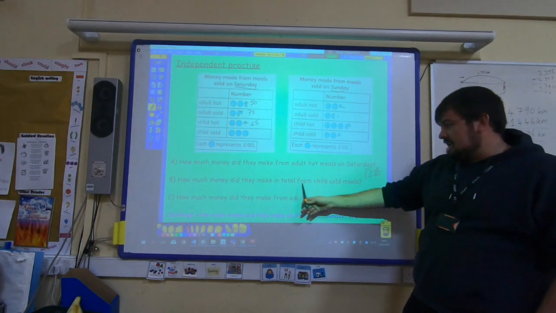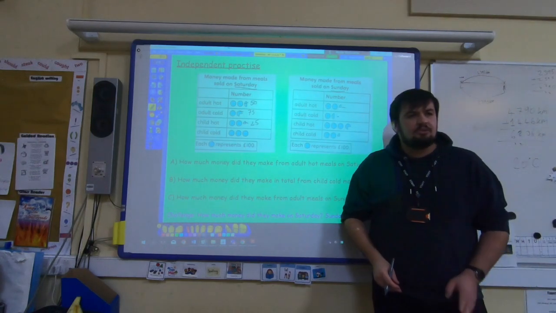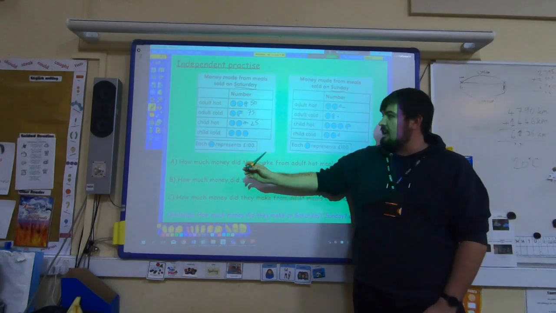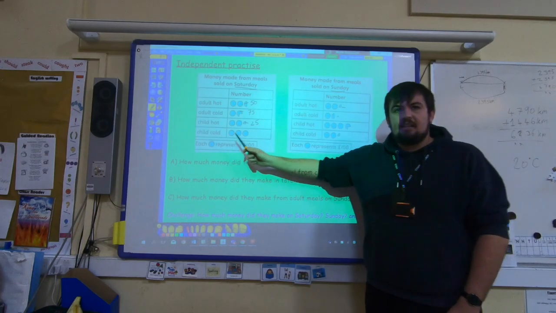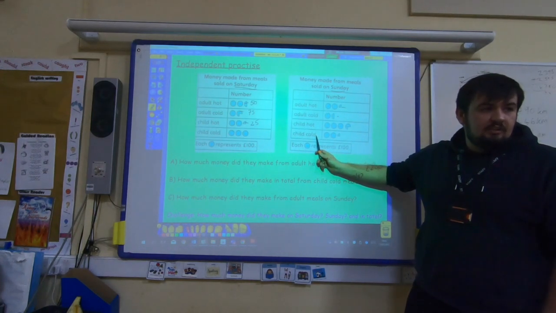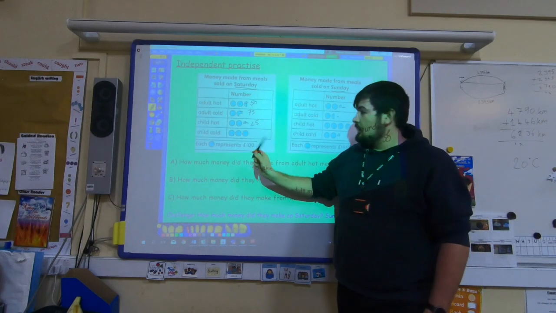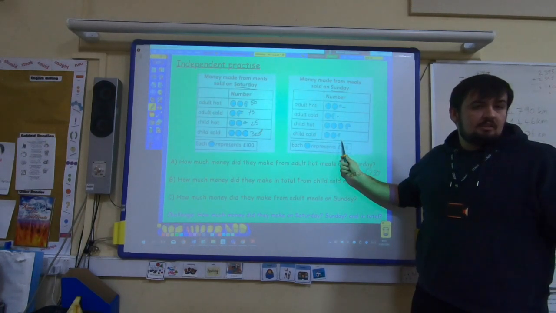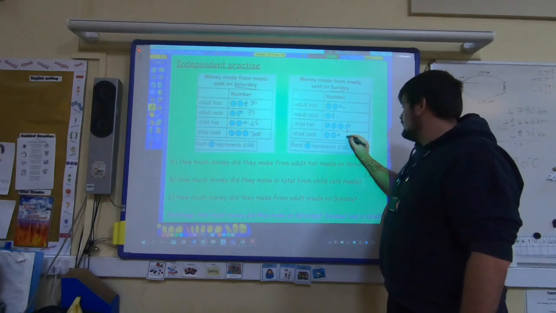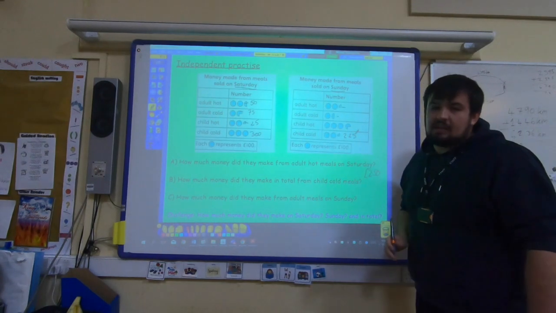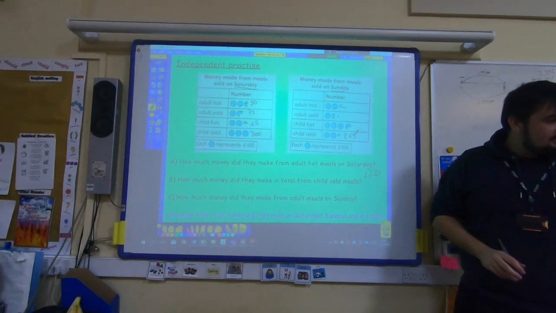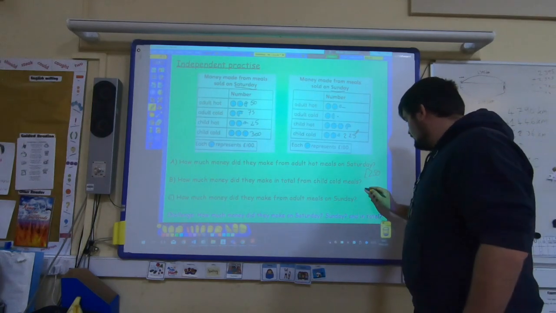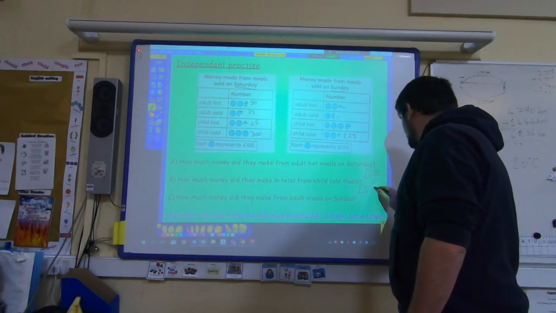B. How much money did they make in total from the child cold meals? This one's harder because it's not just looking at one. I'm going to have to add 2 together. I'm going to have to add the child cold meals from Saturday and the child cold meals from Sunday. So how many's on Saturday? 300. Child cold meals on Sunday is 225. Well, if I did 300 add 225, what would be my answer? 525. Daisy, what else do I need? 525 pounds.